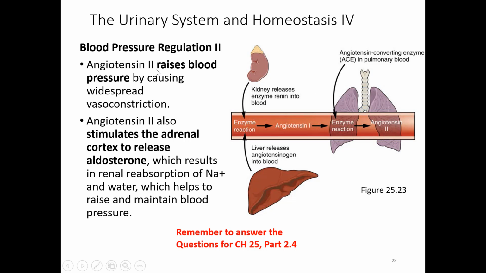Angiotensin 2 has two functions. It raises blood pressure by causing vasoconstriction all over the body, widespread vasoconstriction. The second function of angiotensin 2, it stimulates the adrenal cortex to produce more aldosterone. And aldosterone causes reabsorption of sodium. Water is reabsorbed after sodium, and retaining of water elevates and helps to maintain blood pressure.